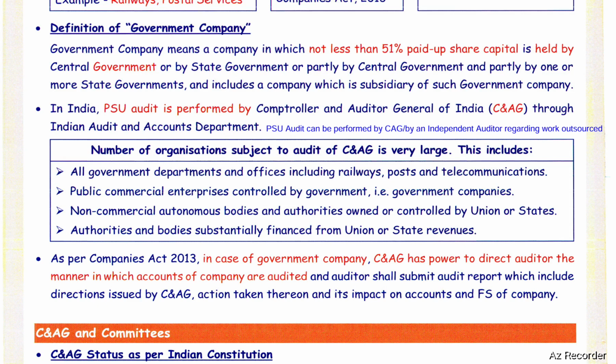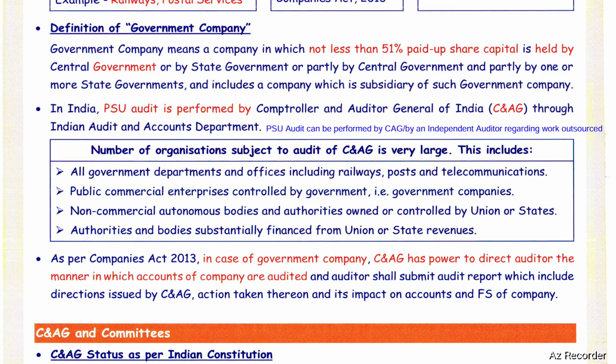In India, PSU audit is performed by Comptroller and Auditor General of India (CAG) through Indian Audit and Accounts Department. PSU audit can be performed by CAG or by any independent auditor regarding the work outsourced. So, if any work is outsourced, it can be done by independent auditor. PSU audit can be performed by independent auditor also under the supervision of CAG.